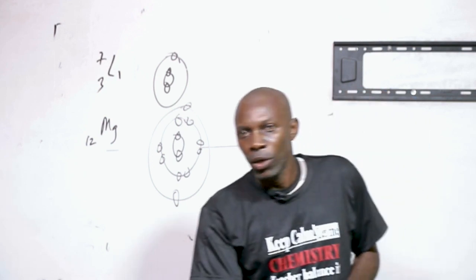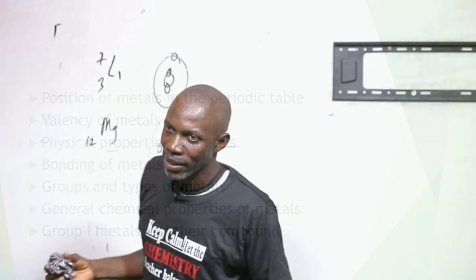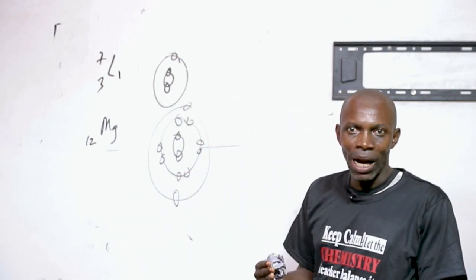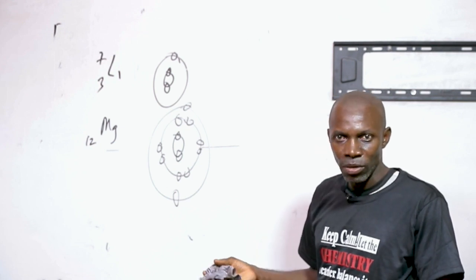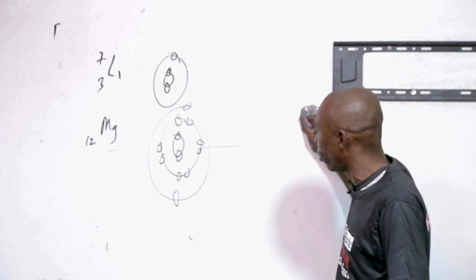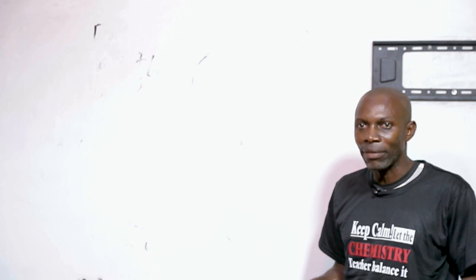Then we are still going to discuss the physical properties of metals. When you are talking about the physical properties, you are talking about the properties that are easily reversible, and in which no new substances are formed. In the physical properties, you are going to discuss melting point, boiling point, malleability, ductility, sonorous, hardness, strength, and so on. So we are going to take them one after the other.